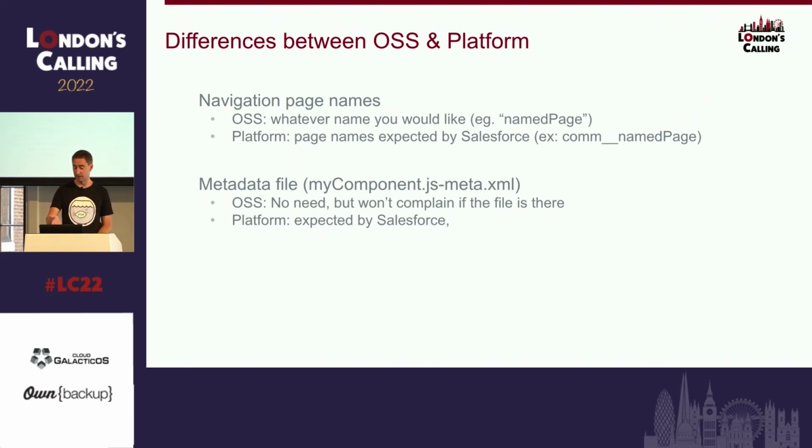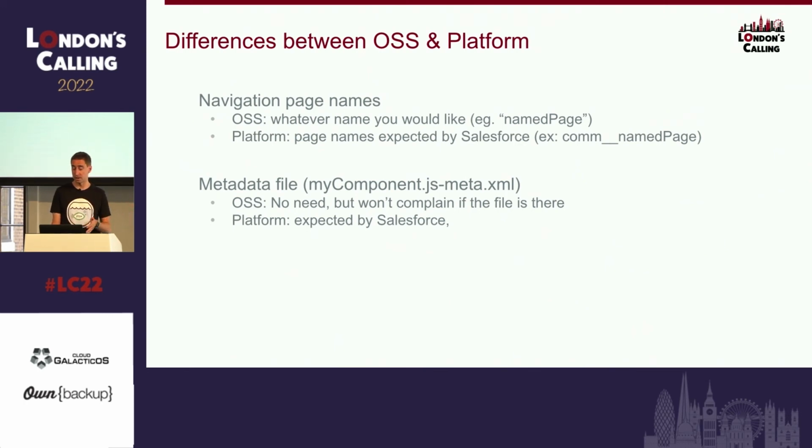So I left it like this to remember that it may be an issue. And then there is the metadata file. If you are on Salesforce, you know that you need to have an XML file that will say what the API version is, where the component is available, like in Experience Cloud, etc. If you don't have it, you won't be able to deploy.